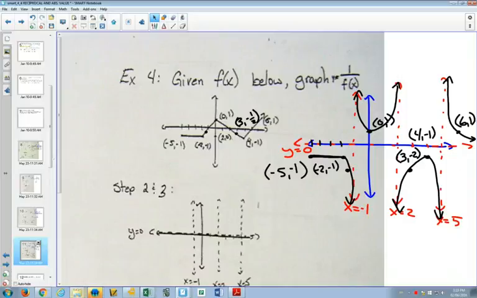So there's a worksheet there to practice reciprocal graphs.